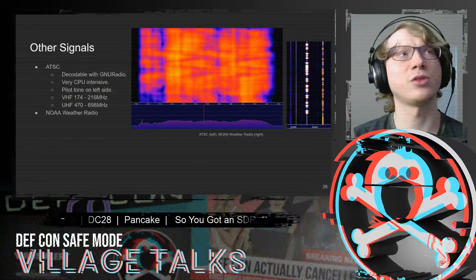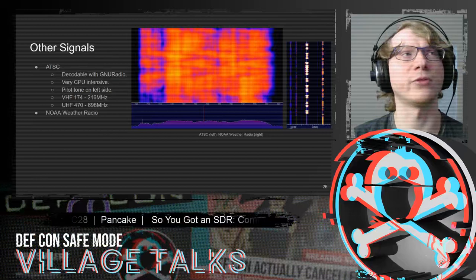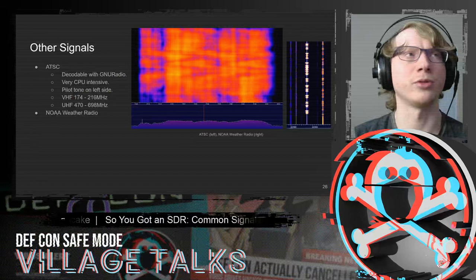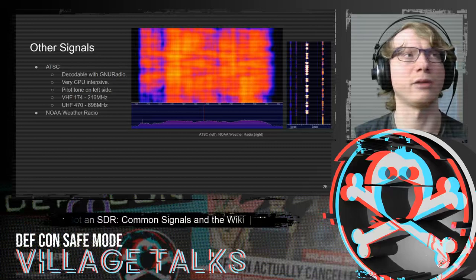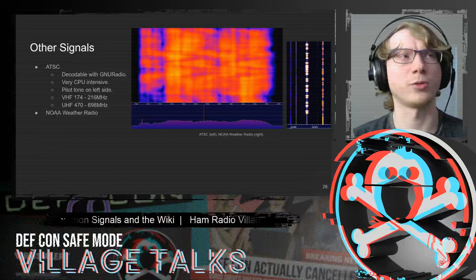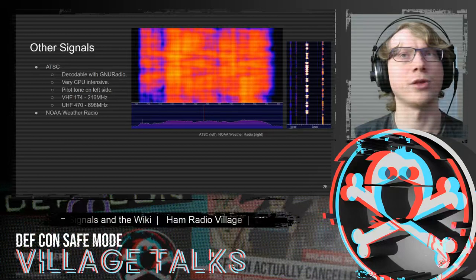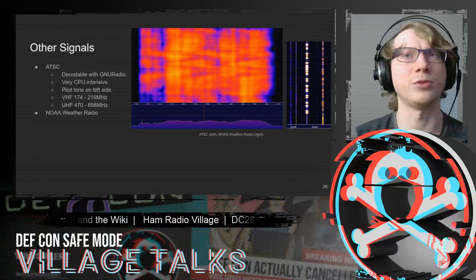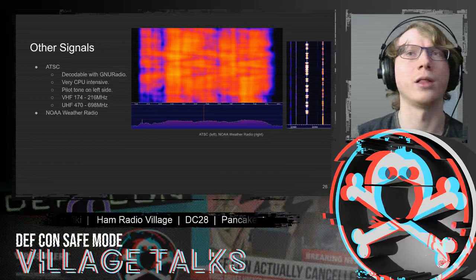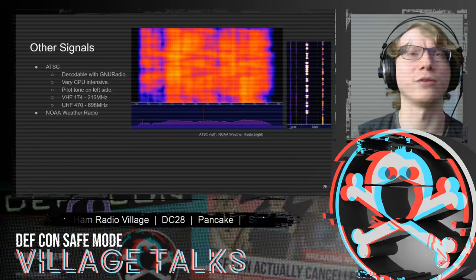Other signals in VHF include ATSC, which you can decode with GNU Radio. It's very CPU intensive. One of the distinctive features of an ATSC signal is that it has a carrier on the left, which as you can see is just a little white line in that image, as well as it being 6 megahertz across. And then there's also, of course, the NOAA weather radio, which is pretty neat. If you have a good antenna, you can generally receive a few of them. Like, I can receive 4 of them from here.